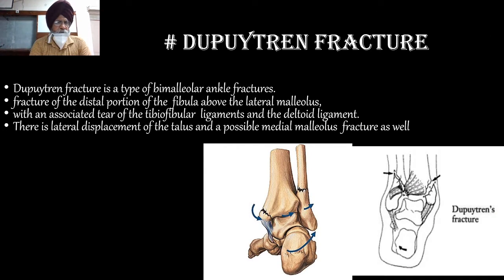Dupuytren fracture. Dupuytren fracture is a type of bimalleolar ankle fracture, a fracture of the distal portion of the fibula above the lateral malleolus with an associated tear of the tibiofibular ligament and the deltoid ligament. There is lateral displacement of the talus and possibly a medial malleolus fracture as well.